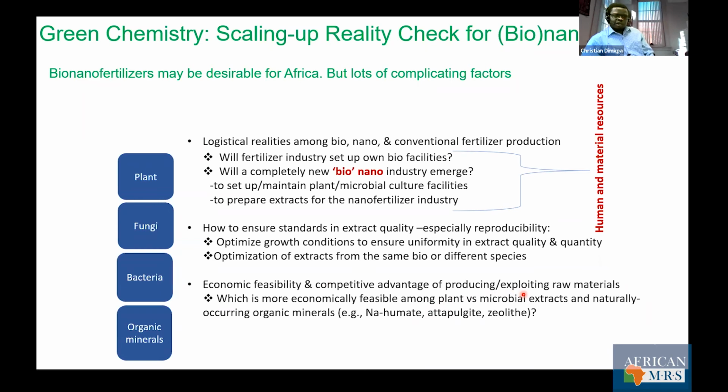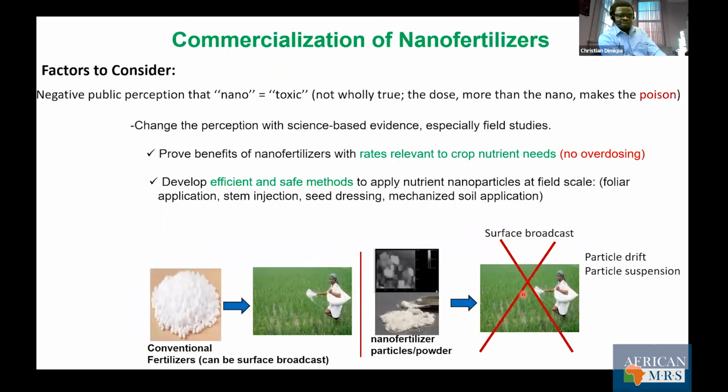So very importantly, we have to deal with the public perception of nano as being toxic. It is true that nano is toxic, but it's not a wholly true story, because the dose is very important. At lower doses, you see virtually no toxicity, like I showed in some of the images before. So it's the dose that makes the poison, not necessarily the nano itself. So we have to change that perception that nano is toxic, just using science-based evidence, especially field studies.